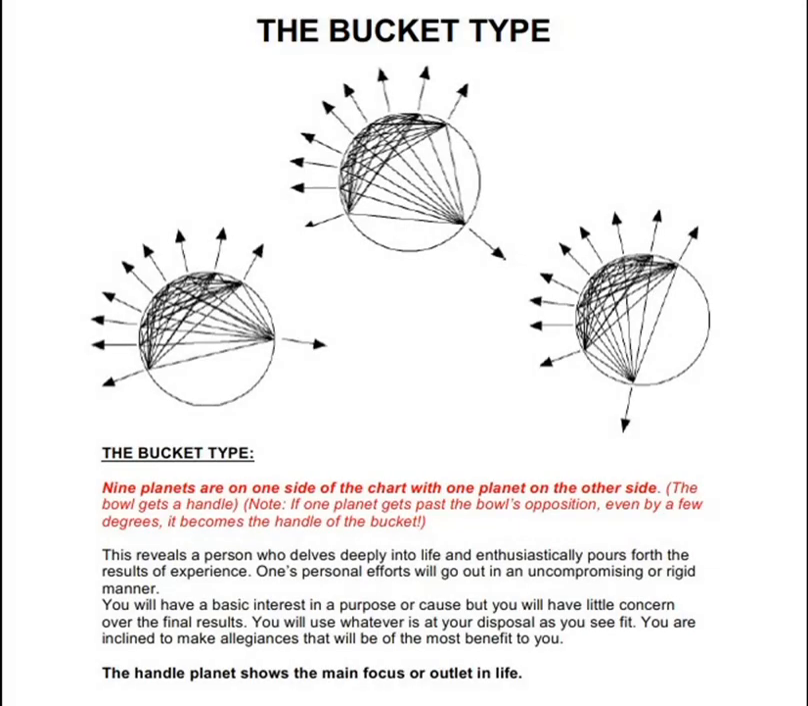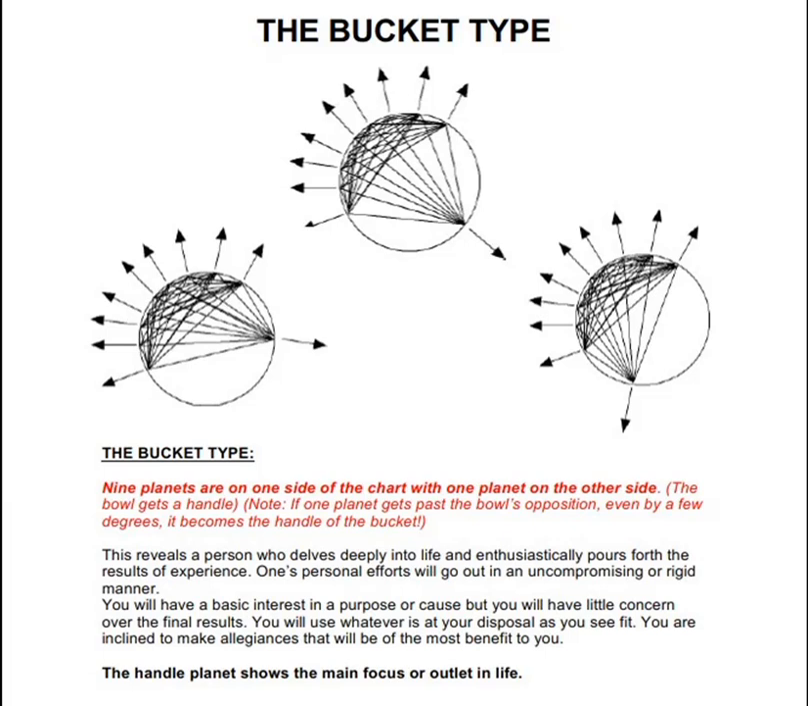The third pattern type is the bucket type. Here, it's like a bowl. All the planets are on one side, and there's one planet on the other side. So it has the idealism of a bowl, but it has an outlet to the planet on the other side. So that becomes a special focus. And that planet just has to be outside of the orb of the opposition. It can be 10 degrees. It doesn't have to be all the way across the chart.